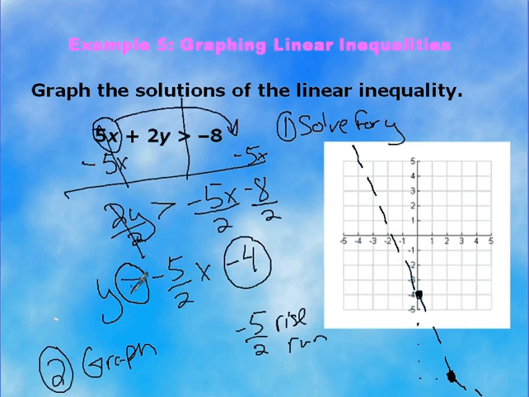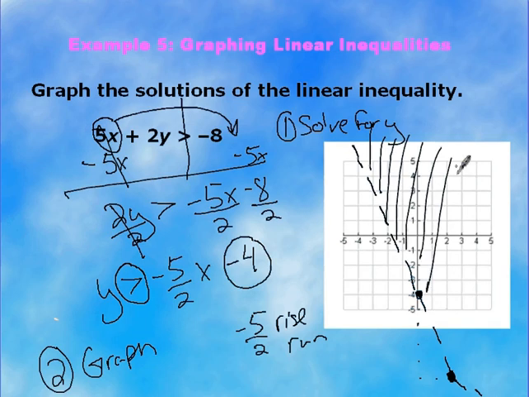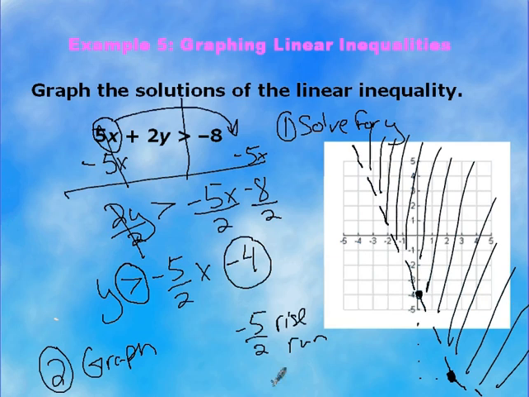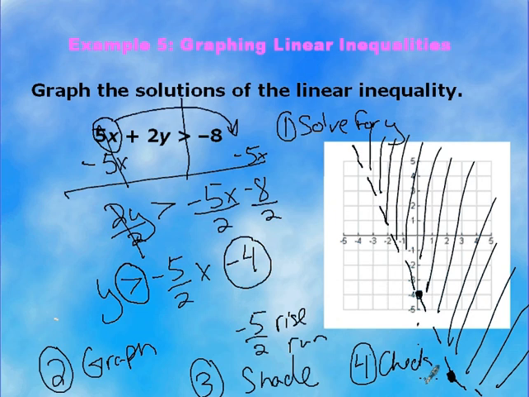And then y is bigger than all of this. So since the alligator's eating the y is bigger than, I want to shade up from the line. So from the line, I'm going to go up. So I'm going to go bigger than the line, basically. Okay? So that was step 3, shade. Okay? And then step 4 is check. So we'll have to use the other piece of paper for checking.